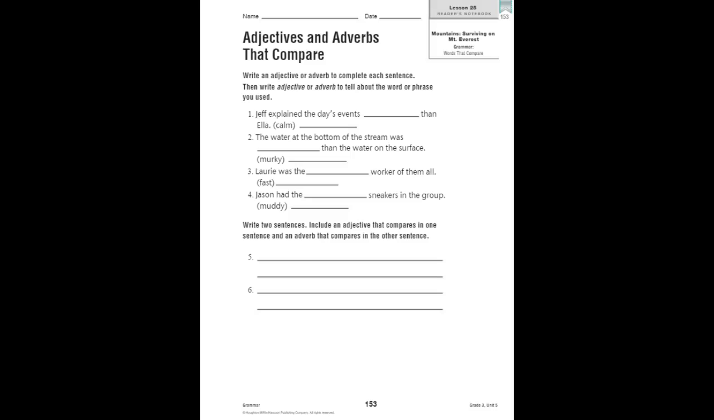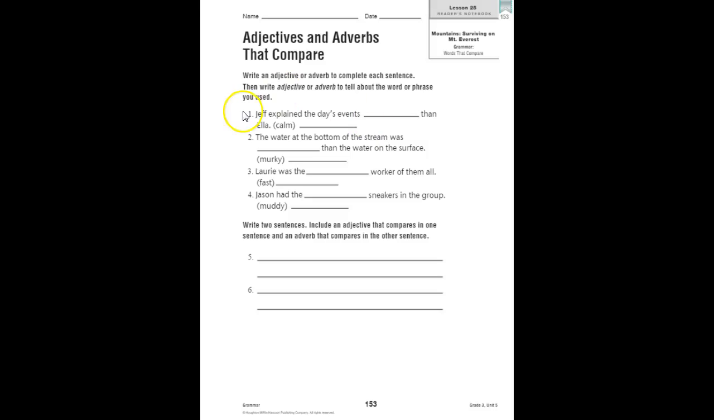Okay, so we are just going to practice this in your reader's notebook, page 153. You're going to write an adjective or an adverb to complete each sentence, and write adjective or adverb to tell about the word or phrase you used. Okay? So, we are going to use this word in parentheses in our sentence, and it's the line at the end that we will say adverb or adjective.